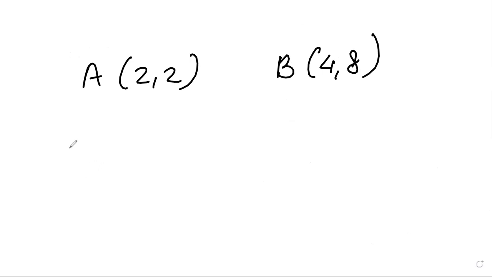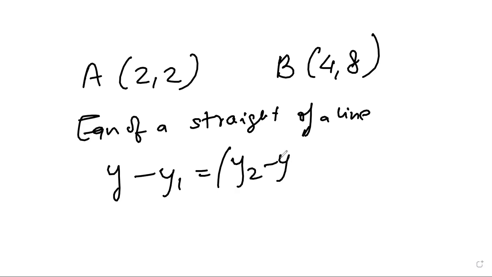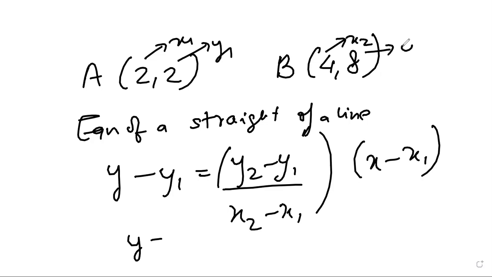There is a simple formula to find the equation of a straight line when the coordinates of 2 points are given. What is that formula? y minus y1 equals y2 minus y1 upon x2 minus x1 multiplied by x minus x1. Now, x1, y1 are the coordinates of the first point, and x2, y2 are the coordinates of the second point. In our question, this is x1, this is y1, this is x2, and this is y2.